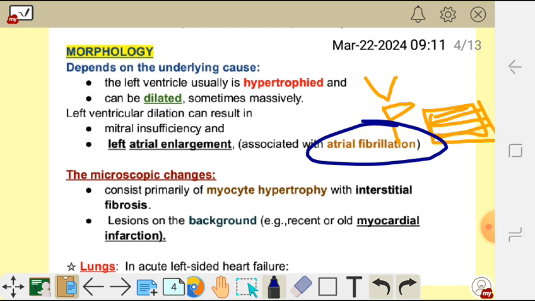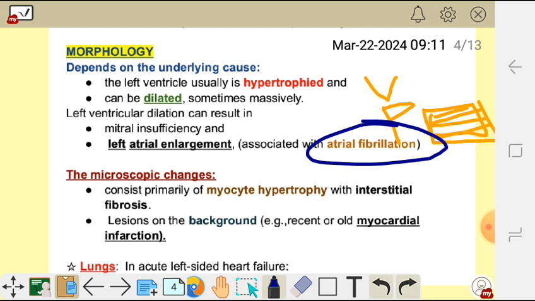And then apart from that, in the background, we are going to have lesions in the background. This is mostly due to recent or old myocardial infarction. So due to old or recent myocardial infarction, we are going to see lesions in the background.